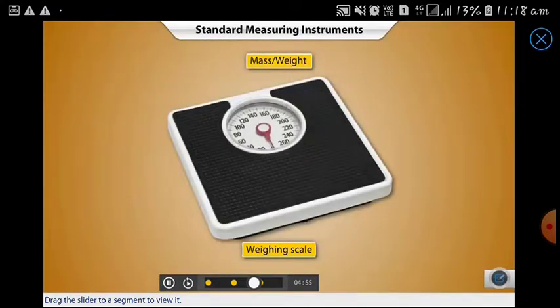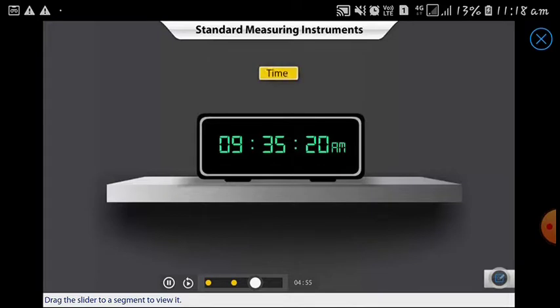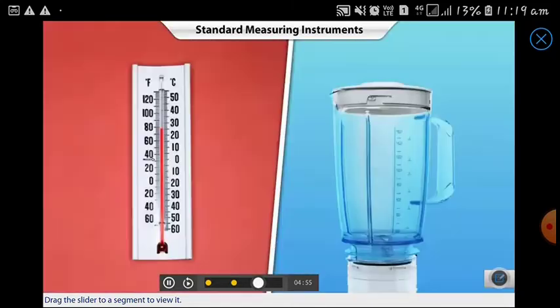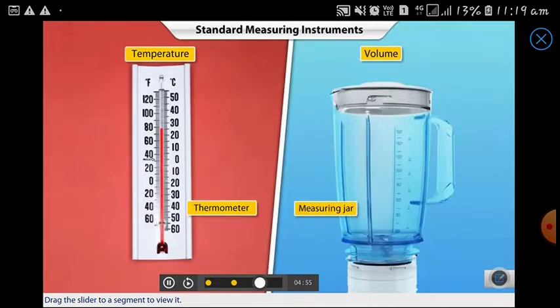As mentioned earlier, mass or weights are measured using weighing scales. Time is also a physical quantity. To measure time, we use clocks. The units of time are seconds, minutes, and hours. Longer units can be a month and even a year. Other physical quantities like temperature and volume can be measured using a thermometer and a measuring jar respectively.